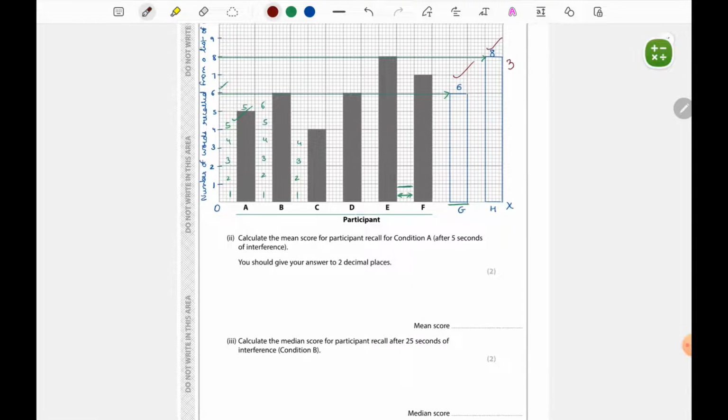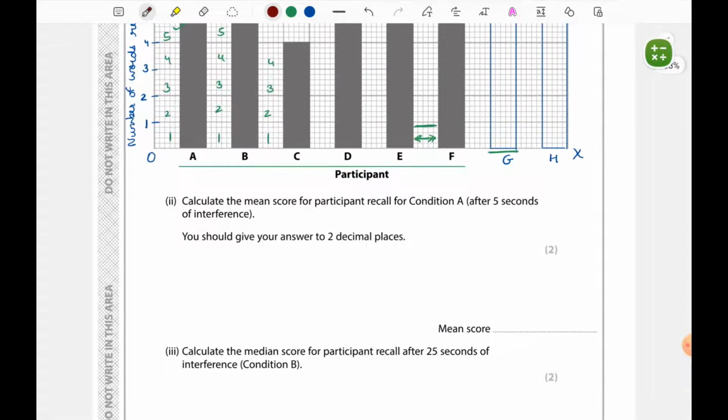Okay, next question is very simple, very easy to score. In fact, the next 2 questions, both are calculation based. And we know in calculation based questions, we can easily get perfect marks. So the first one in that is asking us to calculate the mean score for participant recall for condition A after 5 seconds of interference. You should give your answer to 2 decimal places.